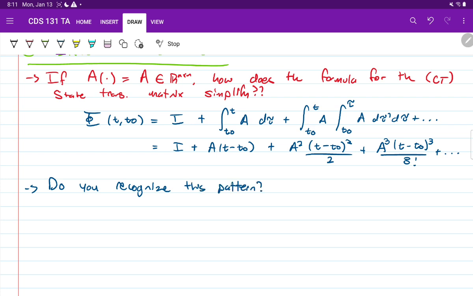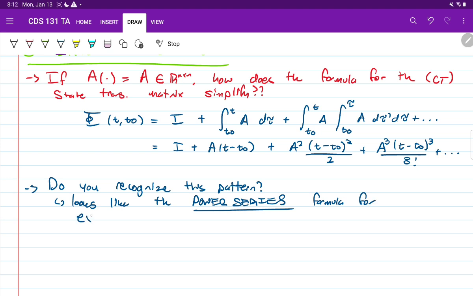Okay, take a moment to think about that. Okay, I'll assume that you've kind of gotten your bearings. And maybe what you thought about after staring at this thing for a little while is that what this looks like is the power series formula for the exponential, right?